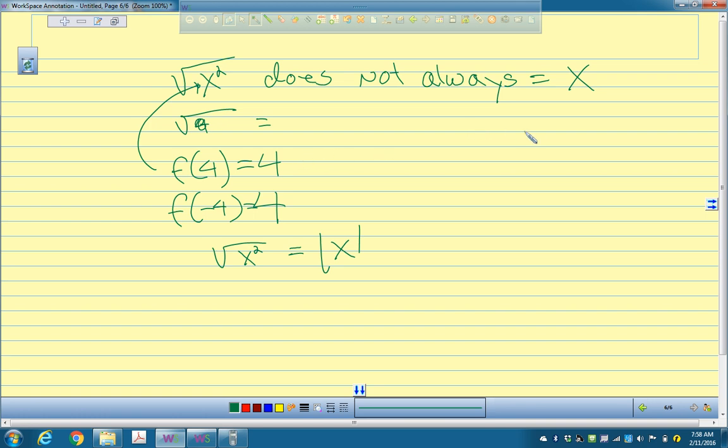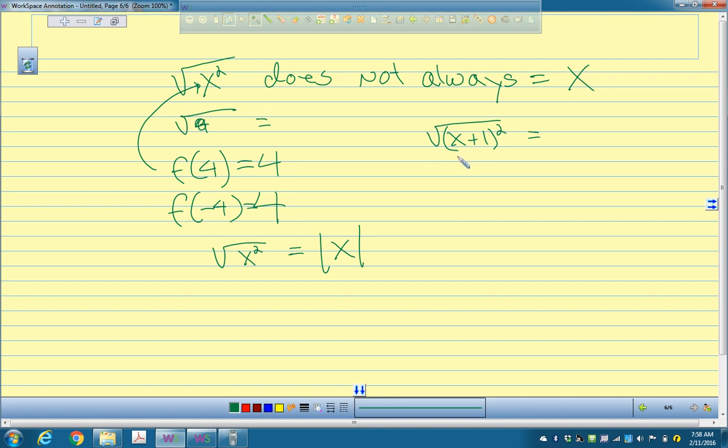So using that same idea, the square root of x plus 1 quantity squared is equal to what? Mandy, square root of x plus 1 quantity squared is equal to what? You don't know. Use this rule. Square root of x squared is equal to absolute value of x. What does x plus 1 squared mean? X plus 1 times x plus 1.